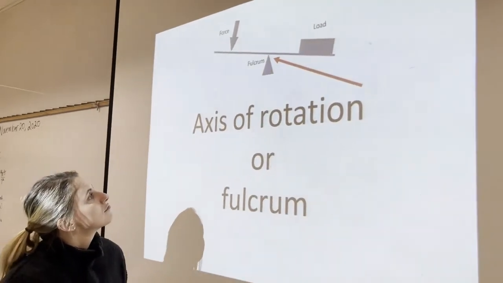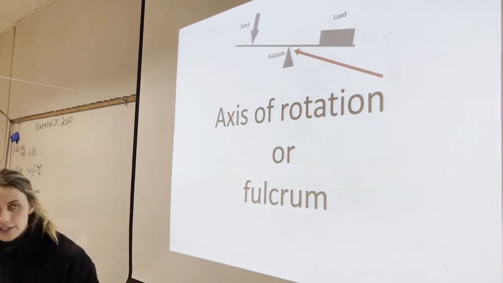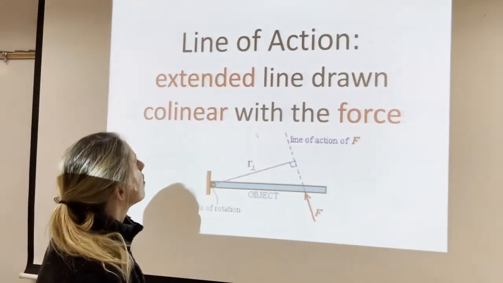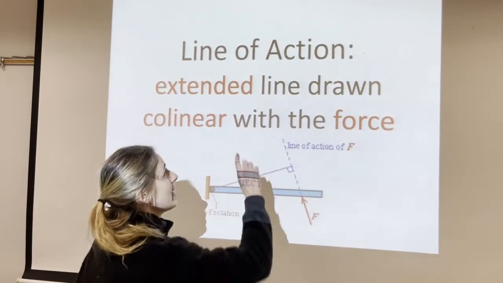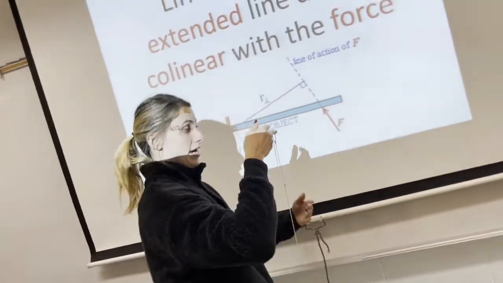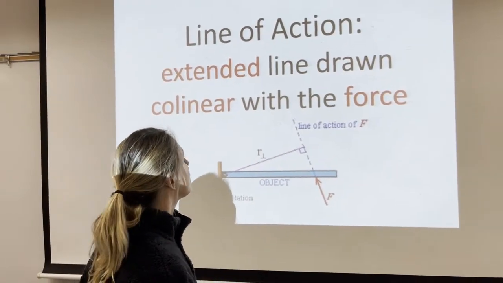There are three important parts here. The first is the axis of rotation, and like we said, that was our shoulder. The next thing we want to talk about is our line of action, which is an extended line. This one only shows half of it. It actually continues going up all the way. It's an extended line drawn collinear with the force.